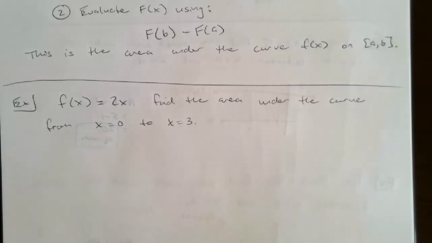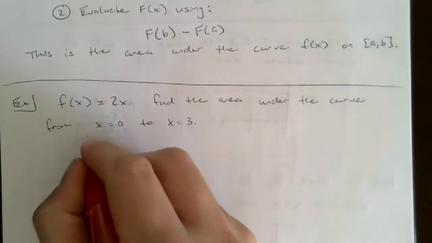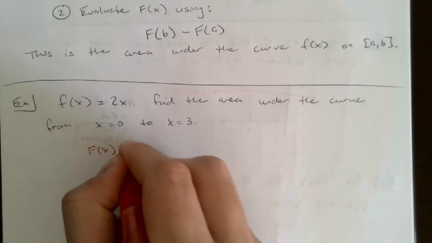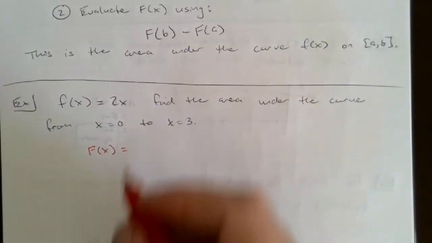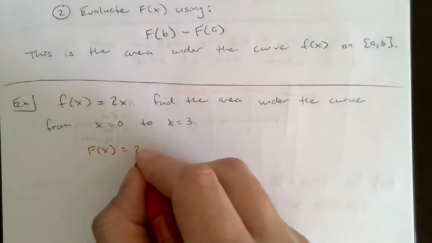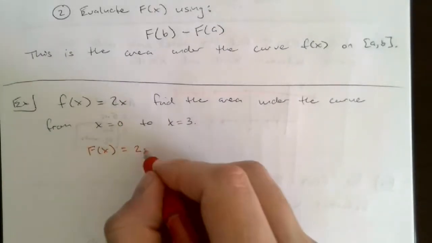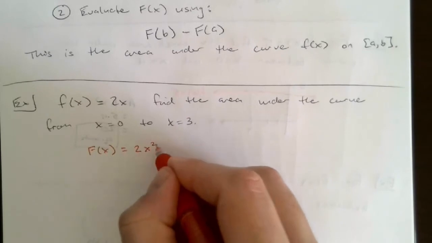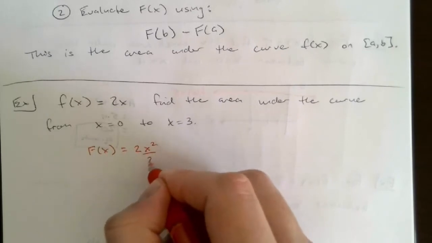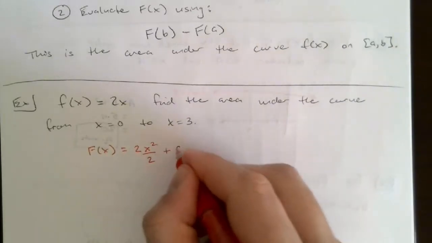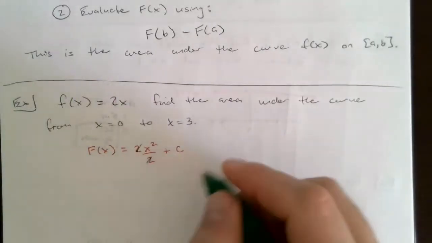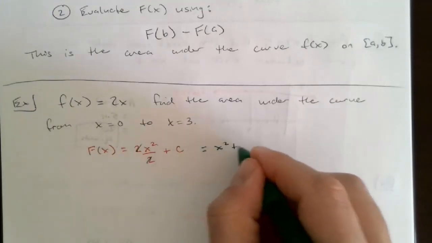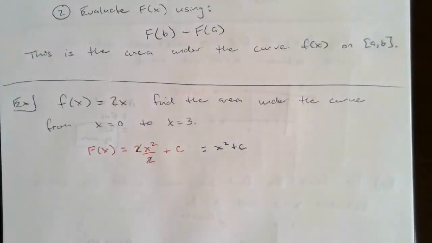But let's just find what capital F of x would be here. Capital F of x, we took the antiderivative of 2x. Well, remember how it works. 2 can stay in front. The antiderivative of x will be add 1 to the exponent, so it's x to the second power, and then divide by that same new exponent, so divide by 2, plus c. And here we see that the 2's will cancel, and we end up with x squared plus c. So that's what capital F of x is equal to.